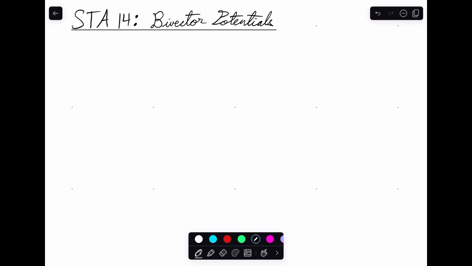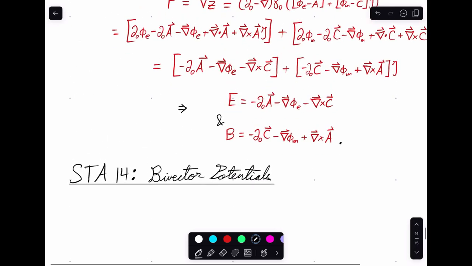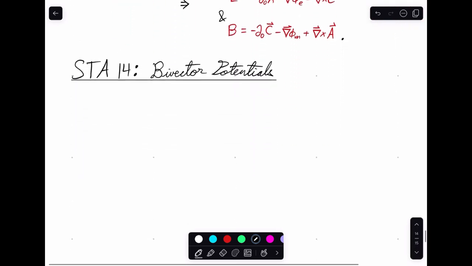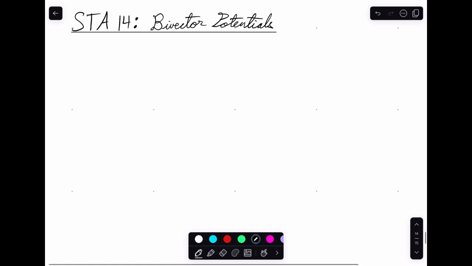Hello, in this video we'll be talking about bivector potentials in the spacetime algebra. This is a little bit of a different approach compared to the vector, because if you remember correctly, the gradient of a bivector doesn't yield a bivector. So this section is going to be about how you can reduce the problem to just looking at bivectors.